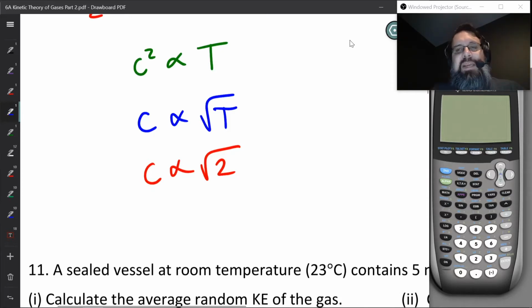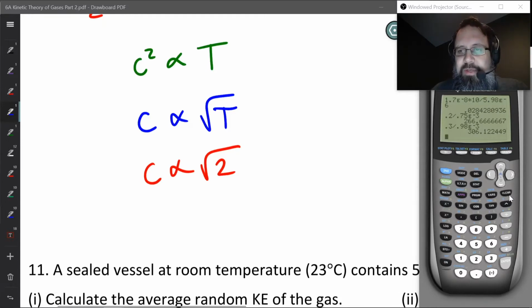So what does this tell us? This tells us that the speed of the particles will increase by a factor of root 2. Well, what is root 2? We can put it in the calculator here, square root of 2.